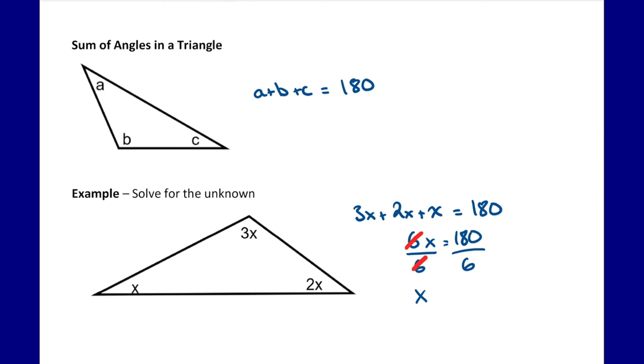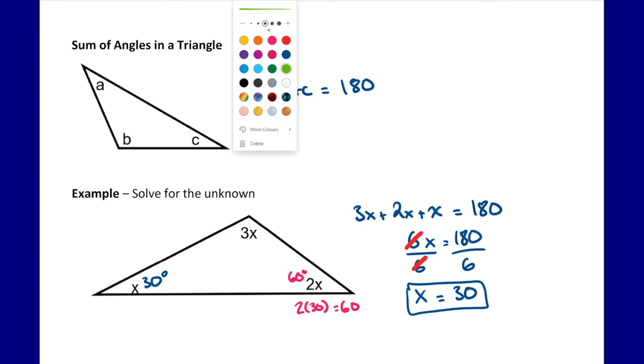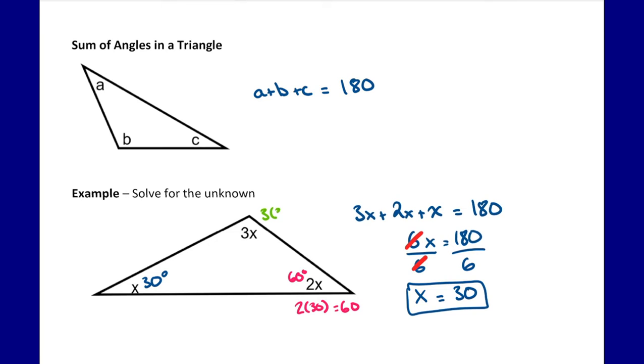One side will cancel out. x equals 30. I can now use this. I know that this has to be 30 because it's just x. Here's 2x, so 2 times 30 equals 60. So this is 60 degrees. And 3x, or 3 times 30, which equals 90, is that unknown angle.